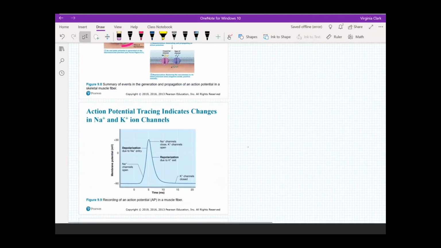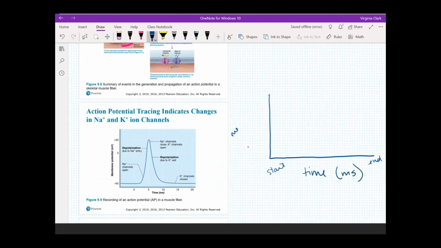But here is an action potential graph that we are going to spend a lot of time on as we go throughout this course. This is going to be time down here, done in milliseconds, so start is going to be here, end is going to be here. And then this is going to be membrane potential, measured in millivolts. Here's where 0 is going to be, all the way down to negative 90 millivolts and up to positive 30. Remember, the inside of the cell is actually negative, so we're down here.